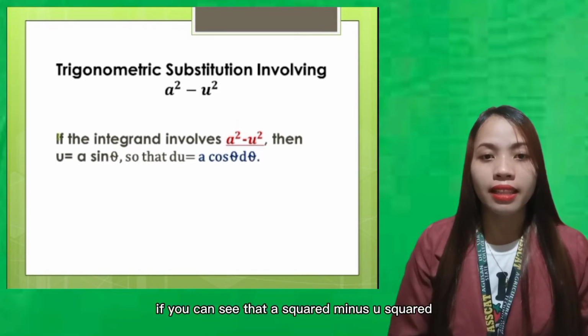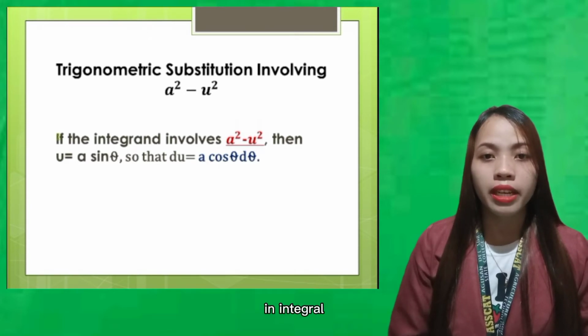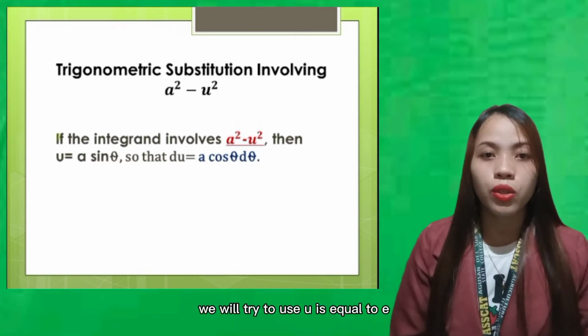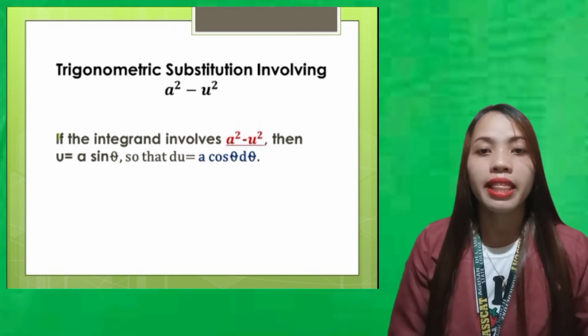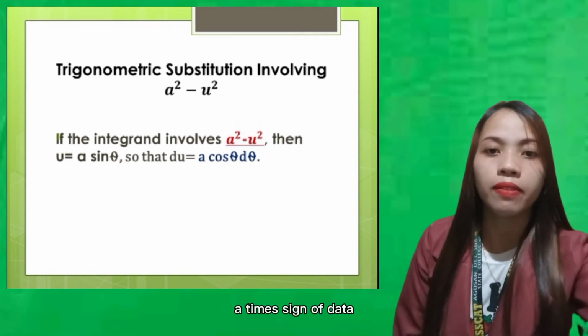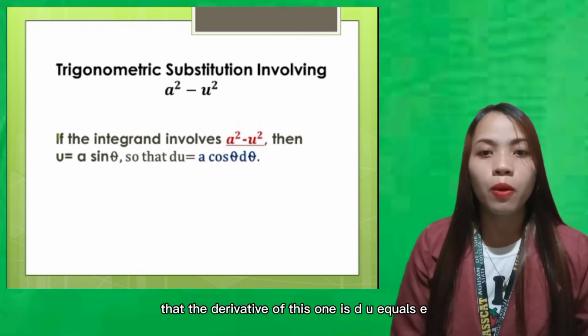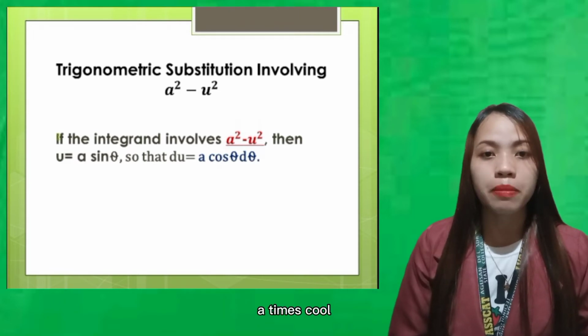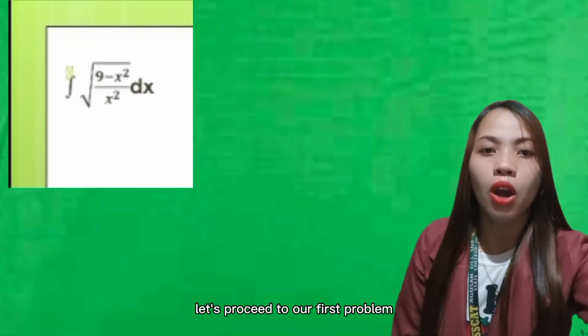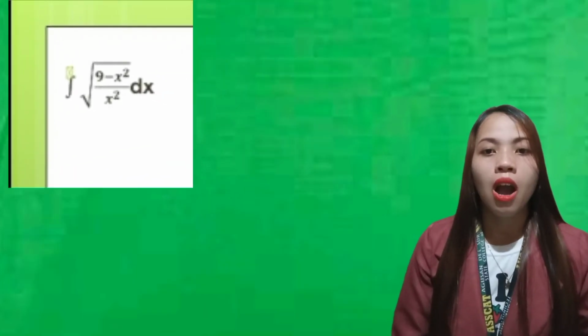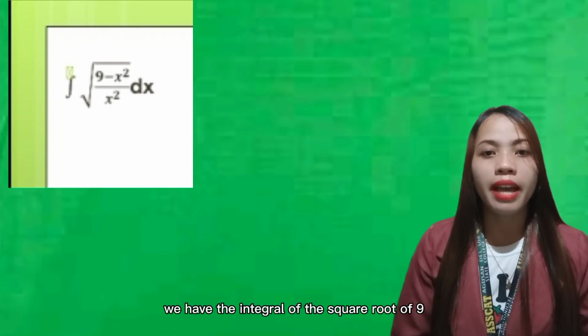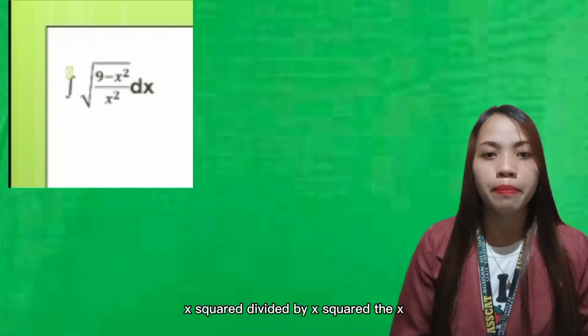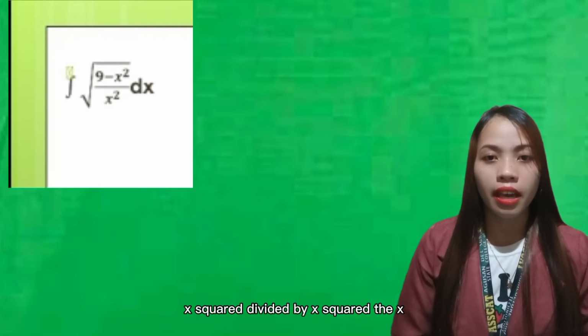If you see a² minus u² in an integral, we will try to use u equal to a times sine of theta, so that the derivative of this one is du equals a times cosine of theta d theta. Let's proceed to our first problem. Our first problem is the integral of the square root of 9 minus x² divided by x² dx.